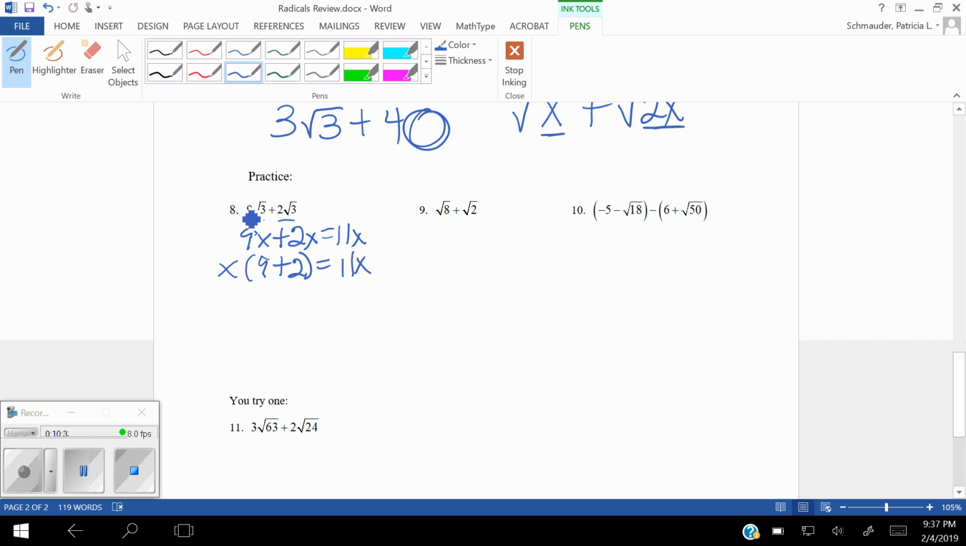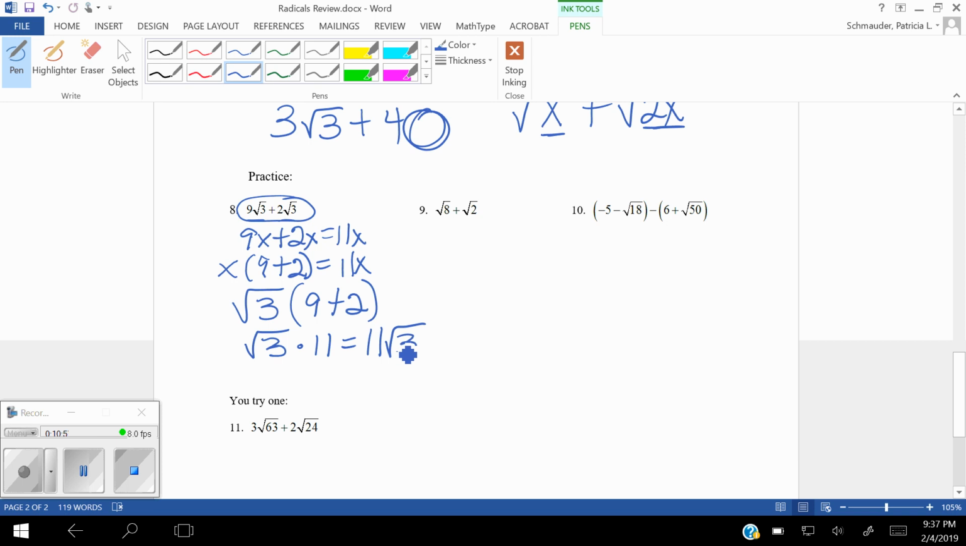So you could think of this in the same way. I could factor out that square root of 3. I'd have 9 plus 2, so kind of doing the distributive property in reverse. That would give me the square root of 3 times 11. And of course, we'd want to put that in standard form with our radical at the end. So that would be 11 times the square root of 3.